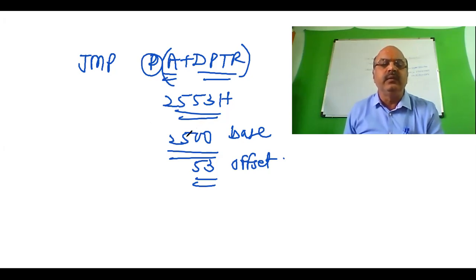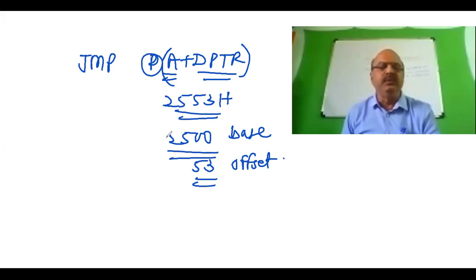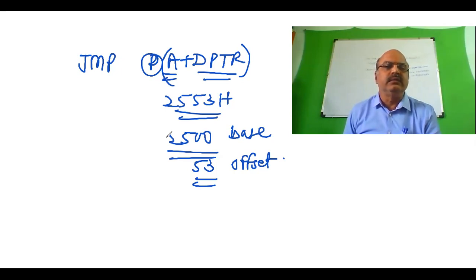So I think it is clear now. This jump instruction is also unconditional. We are not putting any condition. We are just supplying the addresses. Base address is given in the DPTR and offset address is given in the accumulator. The addition of base address and offset address is automatically done by the microcontroller, and the actual address is automatically obtained by adding the base address and the offset address.